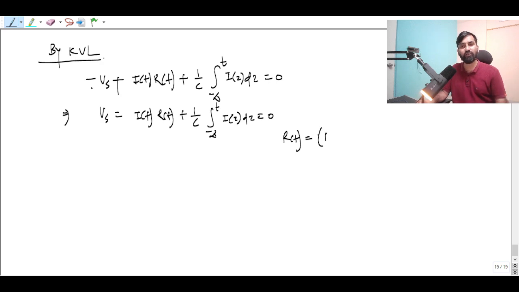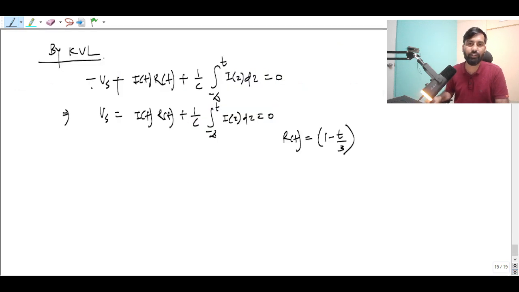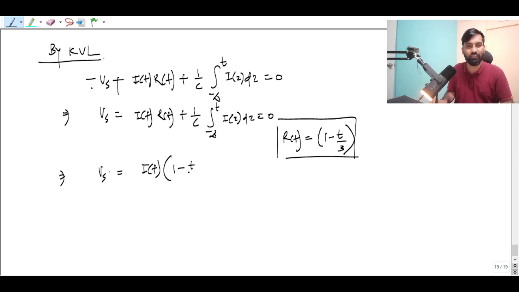R naught is 1, to 1 minus t by capital T, which is nothing but 3, right? So you can just plug 3 in place of this t. Okay, so this is RT. So you can now put in place of this IT, and this is nothing but Vs, and Vs is constant, so no problem. So IT times 1 minus t by 3 plus 1 by c integration from minus infinity to t of I tau d tau. It's a simple equation that we have written. Okay? Needless to write 0 here.